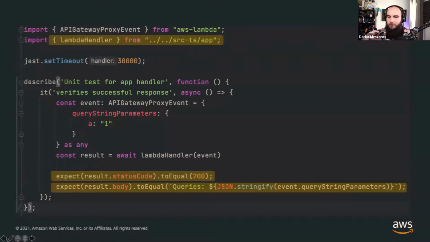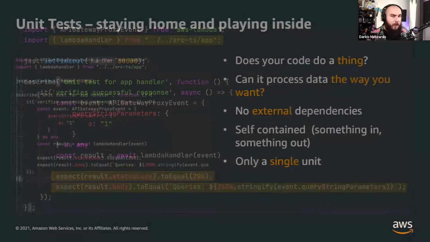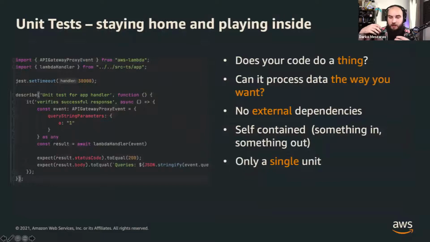Again, it is testing, does your code do a thing, and only in isolation. So there's no invocations of external resources, dependencies, anything like that. Just a single unit of code, can it do what it needs by itself? Think of it in this way, right? Can it process the data you want, the way you want. It's really just self-contained. It doesn't reach out anywhere else besides itself. And yeah, does it do a thing?